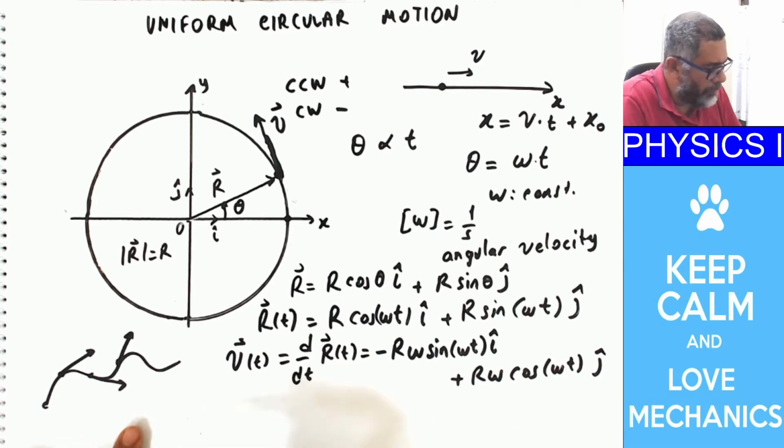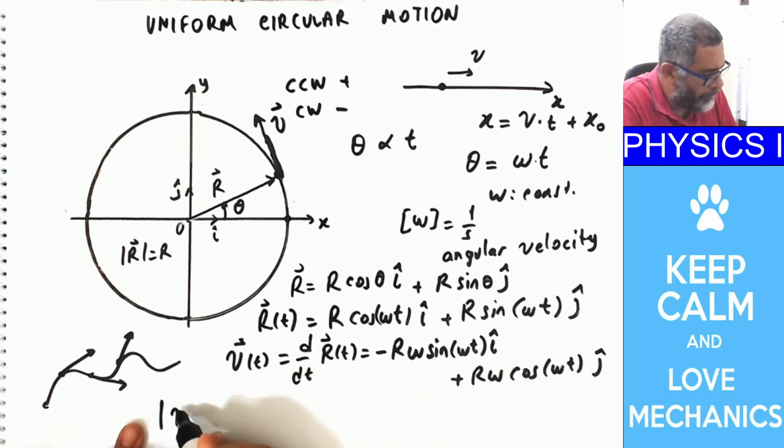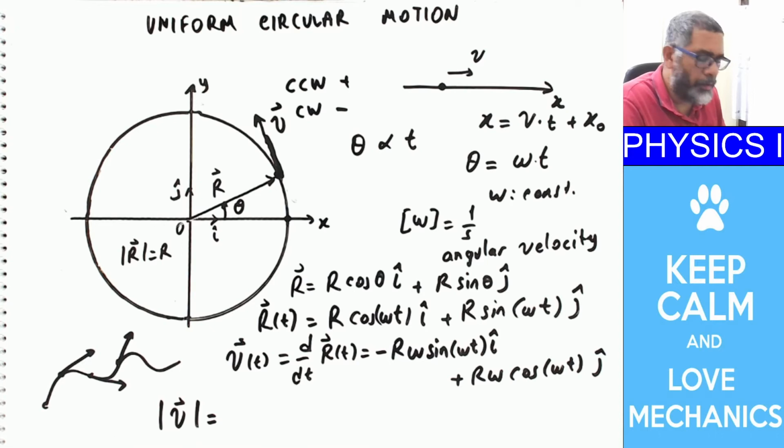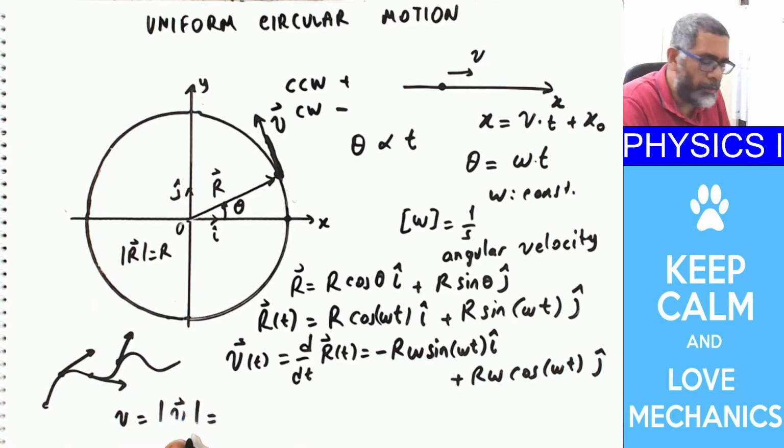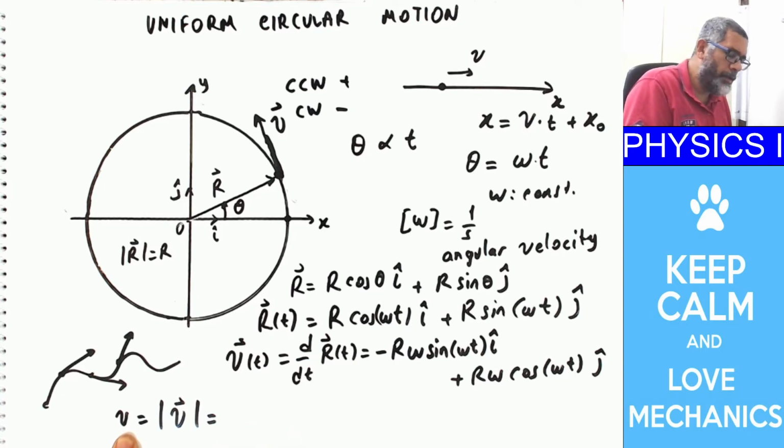So to find the magnitude of the velocity vector, let's call this the speed v, the magnitude of the velocity vector. Since we are talking about a uniform speed, this v should be a constant value, right? Let's figure this out. Can we have this v, the magnitude of the velocity vector, be independent of time?